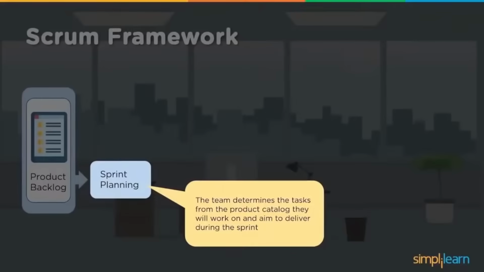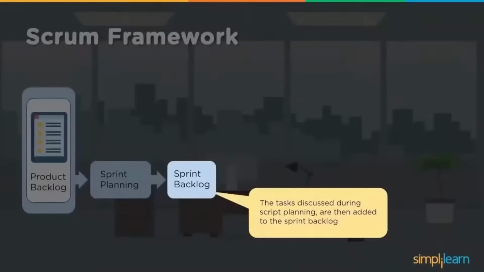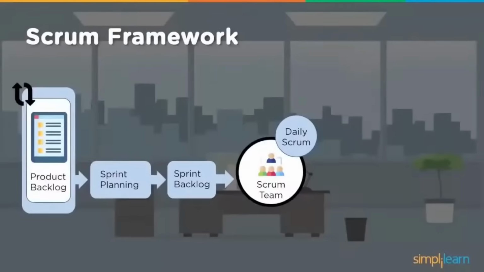Now this is negotiated, understood, agreed, and then moves towards the sprint to get delivered. Then the sprint backlog is the tasks discussed during the sprint planning, meaning the previous step, and then added to the sprint backlog. Once it goes to the sprint backlog, as part of the time-boxed iteration, the sprint deliverables should happen.